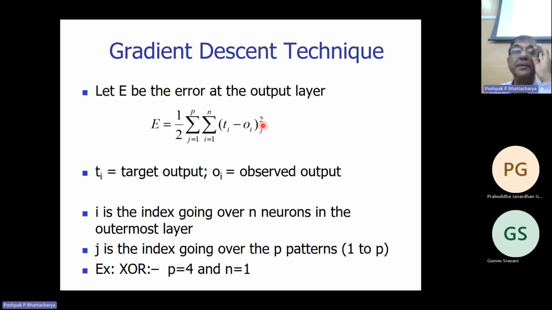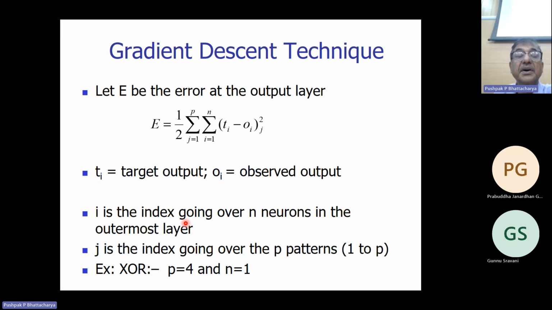Now, we apply what is called the gradient descent technique to minimize the error. The error is a function of the weights of the connections. So I have shown here an example, one kind of error. If Ti is the target output and Oi is the observed output, then (Ti minus Oi) whole square is a quantity contributing to error. So i is the index going over n neurons in the outermost layer. j is the index going over the P patterns, 1 to P.